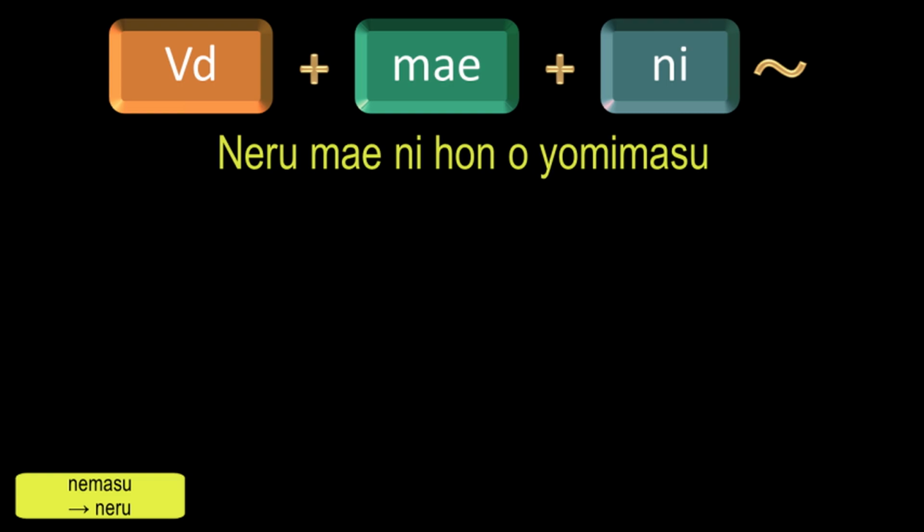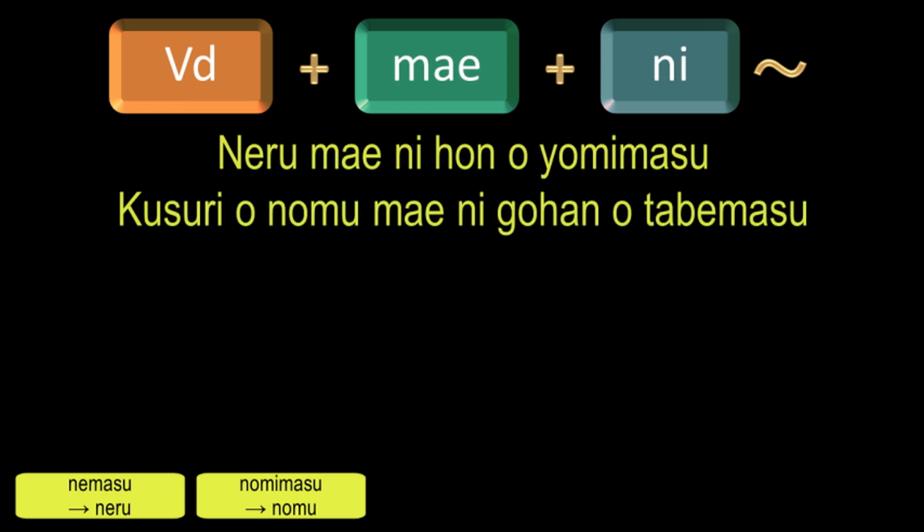Let me go to the next example. The verb nomimasu means to drink, and the dictionary form is nomu. By adding mae ni, we will get nomu mae ni, which means before drinking. And to say I will eat food before taking medicines, in Japanese it will be kusuri o nomu mae ni gohan o tabemasu. Let me go to the next example.